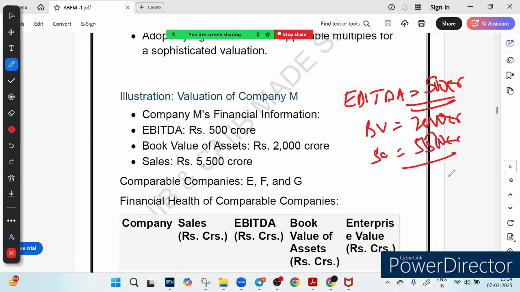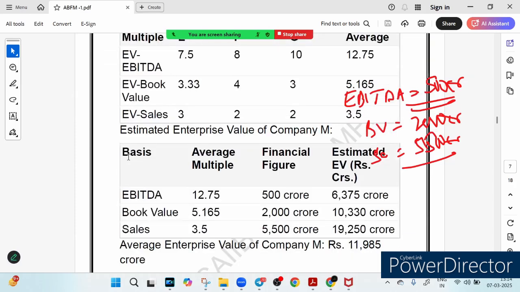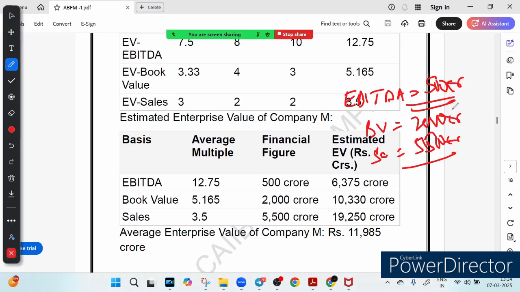This will give you 330 crore. Similarly for sales, if you take sales as the basis, so EV upon sales is how much? 3.5. So this 3.5 has to be multiplied with the sales, actual sales, which is how much? 5500, which will give you the EV.